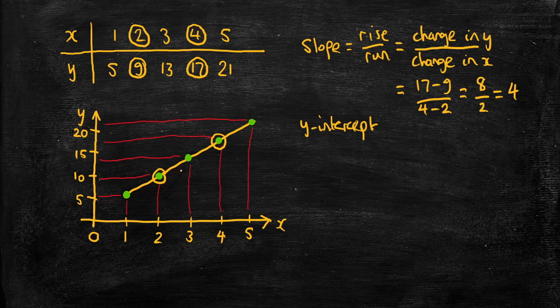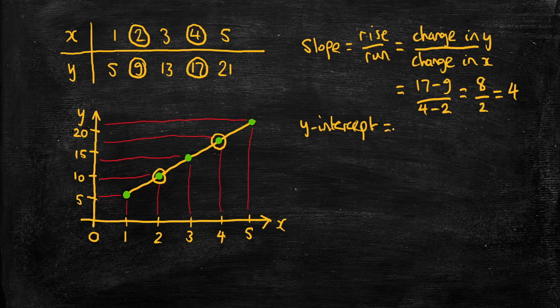And just for practice, try picking any other 2 points along this graph and figure out this rise over run, change in y over change in x, and it doesn't matter which pair of points you pick, you'll always get 4 as the slope, because we have a constant slope in a linear function.